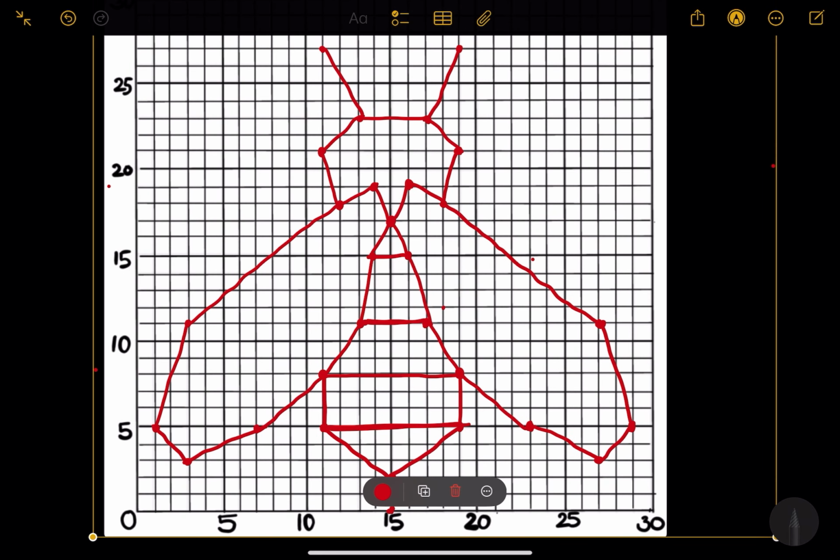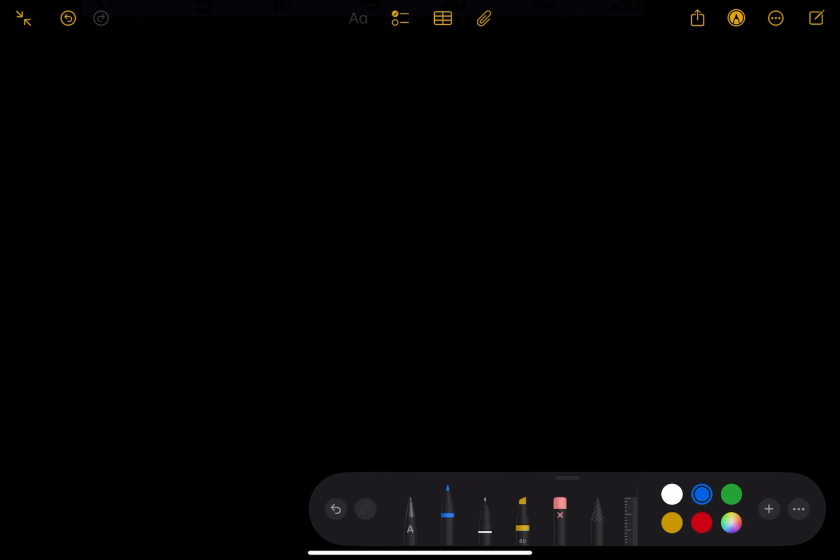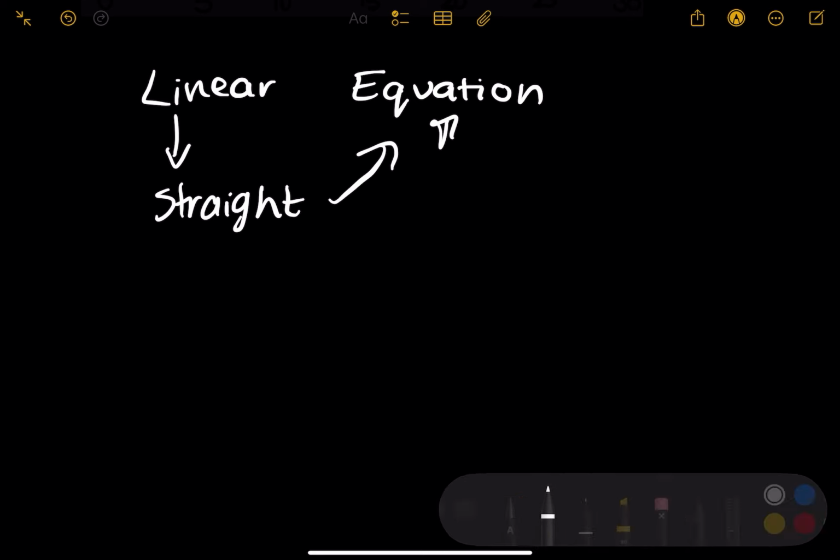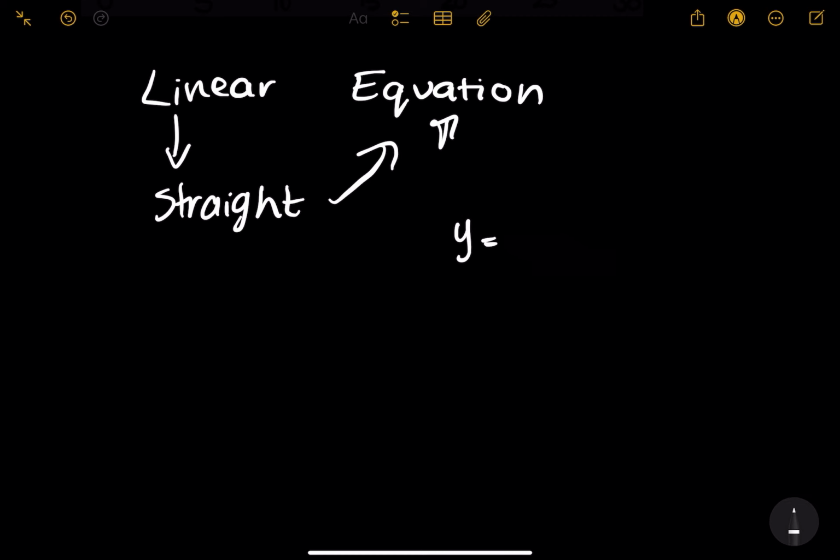And now we're gonna be talking about linear equations. So what is a linear equation? Okay, let's write that down. Linear equation. So linear means straight, and we already know what equation is. So straight equation. Okay, so a linear equation is an equation that makes a straight line when you graph it. It usually is in the format of y is equal to mx plus b.